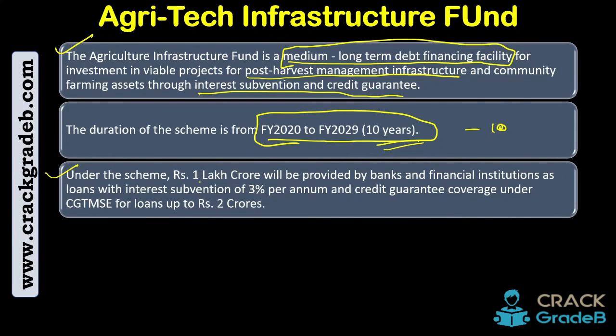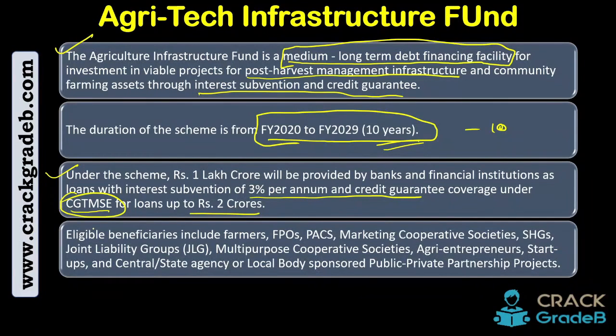Under the scheme, rupees 1 lakh crore will be provided by banks and financial institutions as loans with interest subvention of 3% per annum and credit guarantee coverage under CGTMSE for loans up to 2 crore. CGTMSE is the Credit Guarantee Fund Trust for Micro and Small Enterprises. Do remember this. Then let's move forward. Eligible beneficiaries include farmers, FPOs, PACS, marketing cooperative societies, SHGs. You can read all this, this is absolutely not important. Who is eligible?